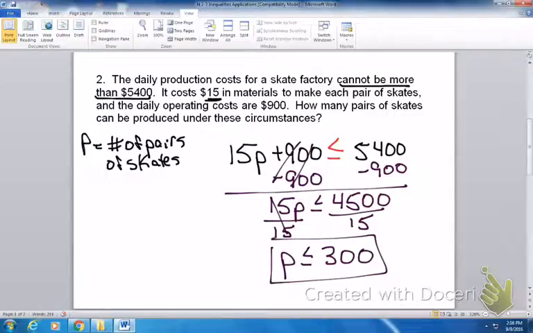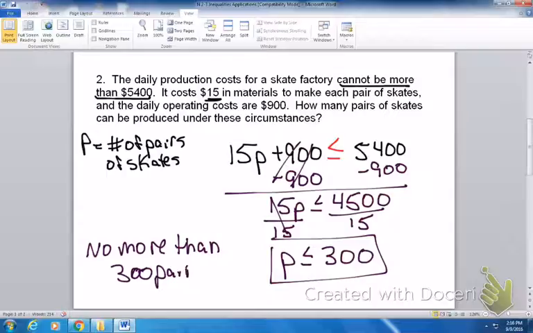Now we need to be clear about what that means. That means I can make no more than 300 pairs. If I make more than 300 pairs, I'm going to go over my budget. So once you set it up, again, it's pretty simple. Just be careful when you're setting up the inequality. Let's go to the back page.